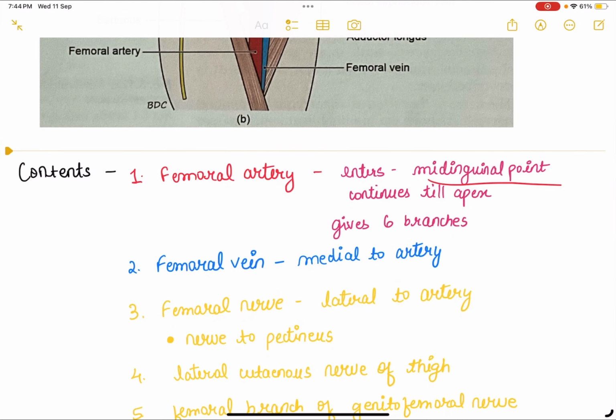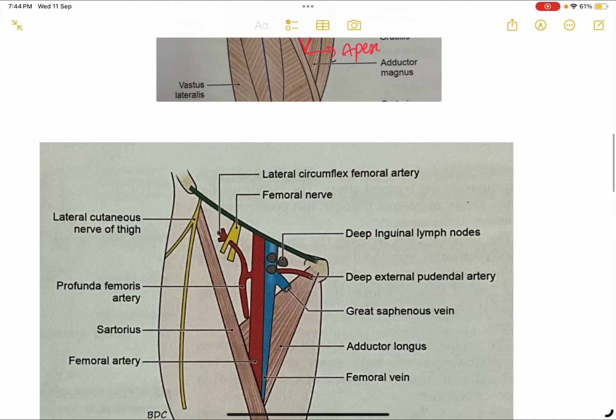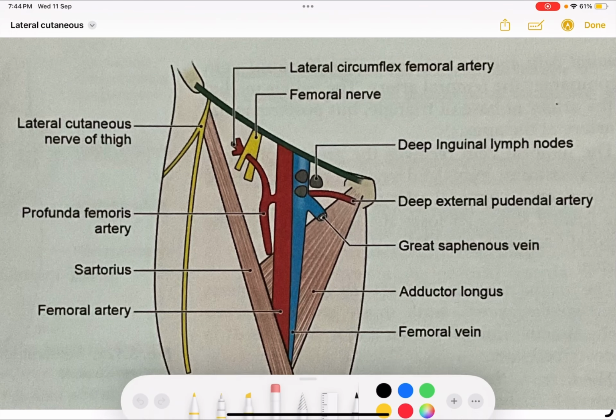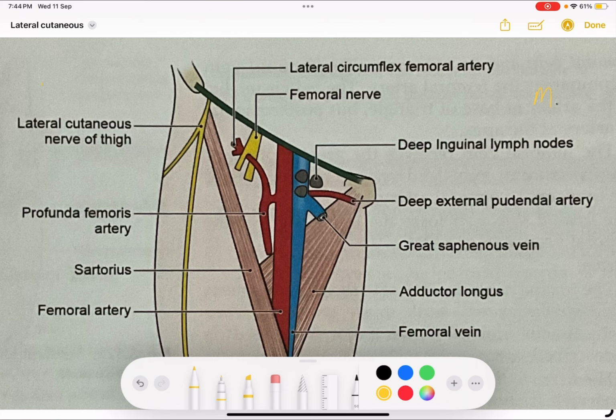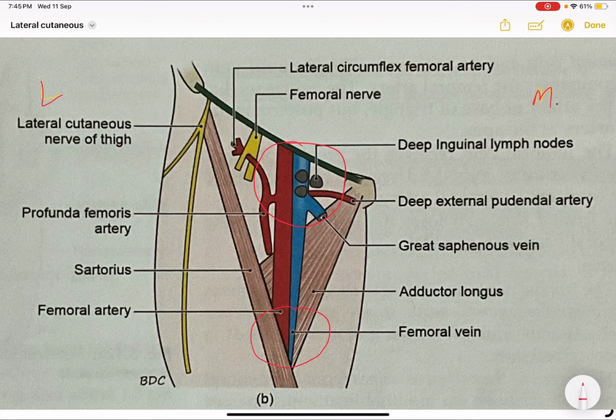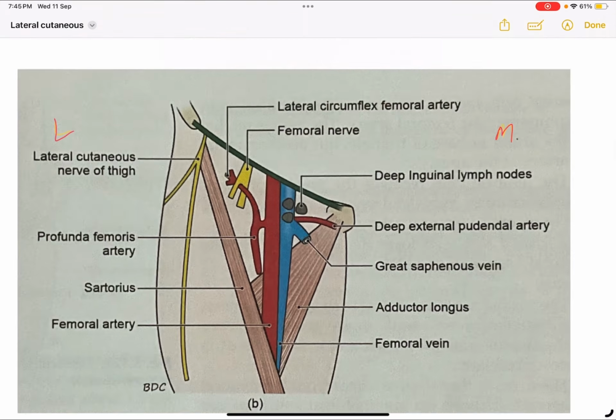Then we have the femoral vein which lies medial to the artery. So this is the medial side and this is the lateral side. So we can see that the vein is lying medial to the artery. Near the base, the vein is lying medially, but at the apex, its relation is posteromedial to the artery.